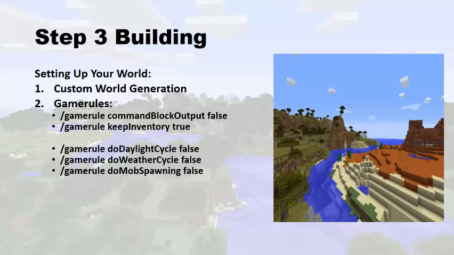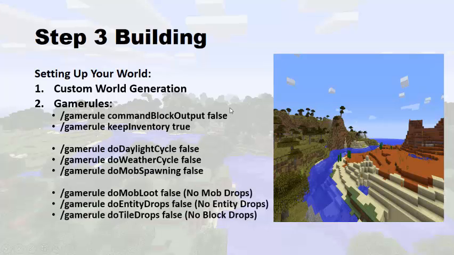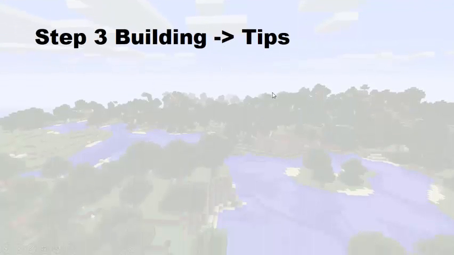A couple more that you may want to do are, this is more for the programming side, but you can still do this during build time. Set mob loot to false, meaning that mobs won't drop anything, entity drops false, meaning entities won't drop anything, and tile drops false, meaning blocks won't drop anything. These just reduce lag in general and prevent players from getting access to things they're not supposed to. You don't necessarily have to use all these rules. You could also set them true or false at a certain time and turn them back later. That's up to you.